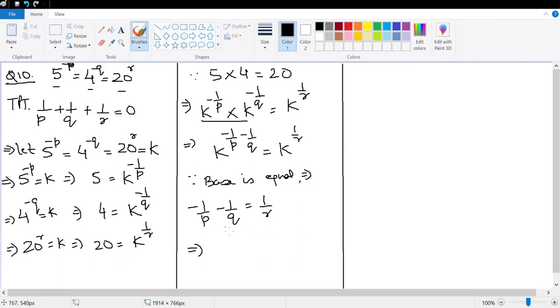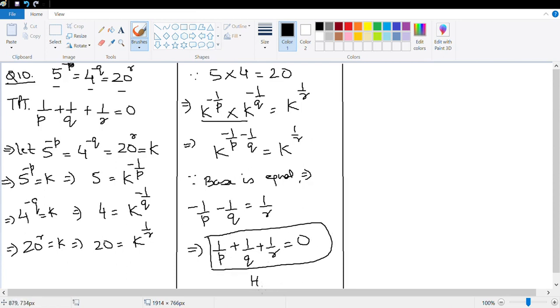Let's take everything on the other side. So that's 1 upon p plus 1 upon q plus 1 upon r is equal to 0. That's exactly what they wanted me to prove. So hence proved. Perfect. Again, the K method. Let's solve question number 13. Question 13.